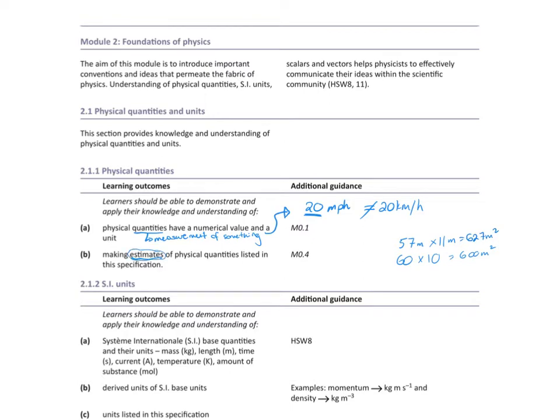The key word is if the question asks you to make an estimate. If it doesn't ask you to make an estimate, it tells you to calculate, then you have to use your calculator. If it's an estimate, you have to round it.